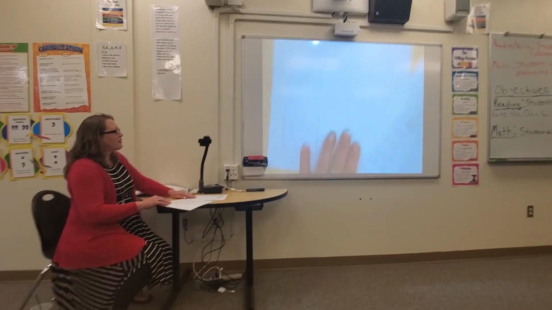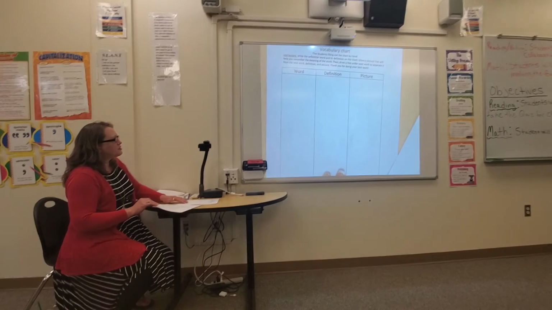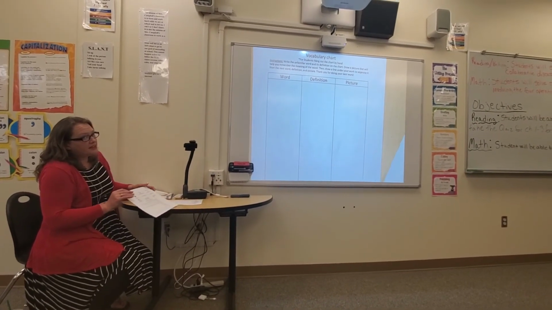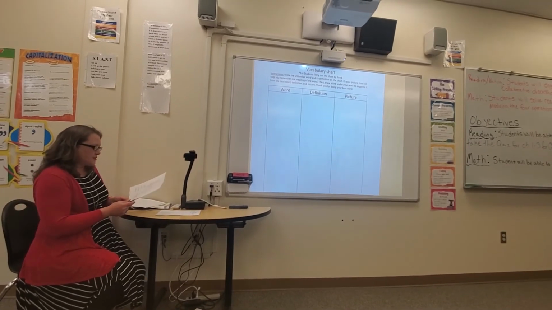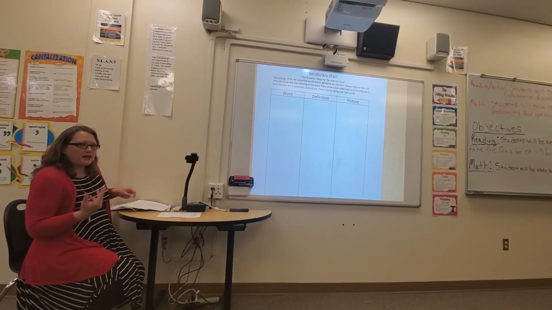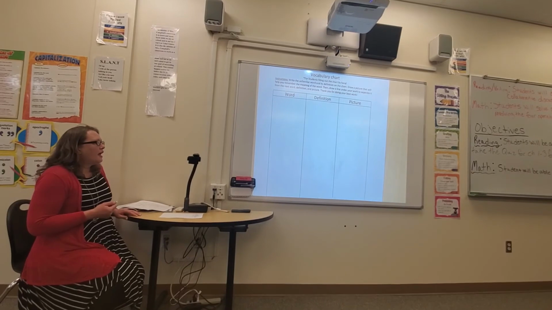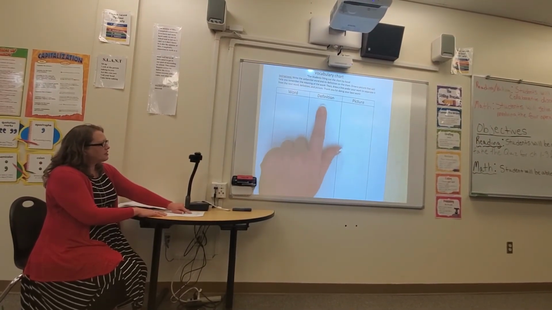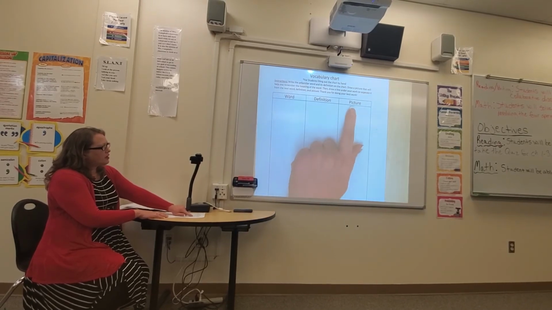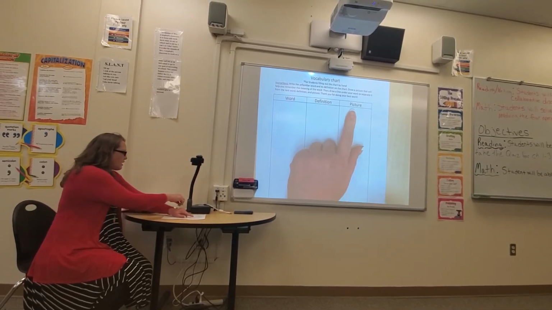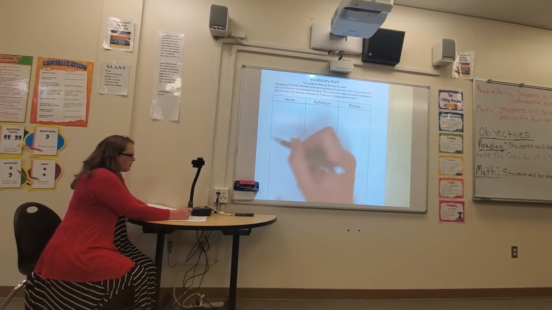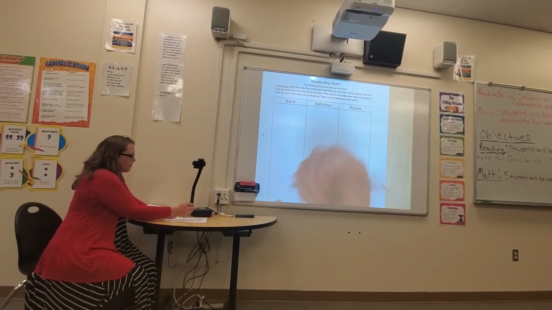Now, I would like you to make your own vocabulary word chart. You might have had some of the words that I chose, and that's perfectly fine. You might have more than that. And you can write the word here, the definition here, and draw a picture of the word here. When you're done with that, then I want you to draw a line underneath all of it.